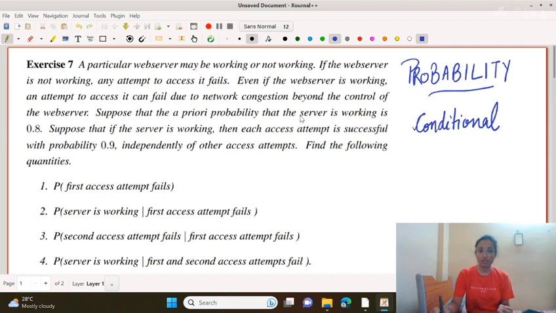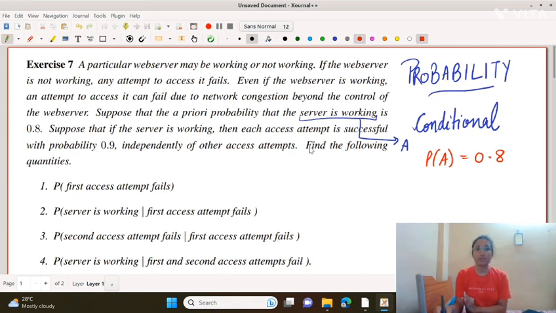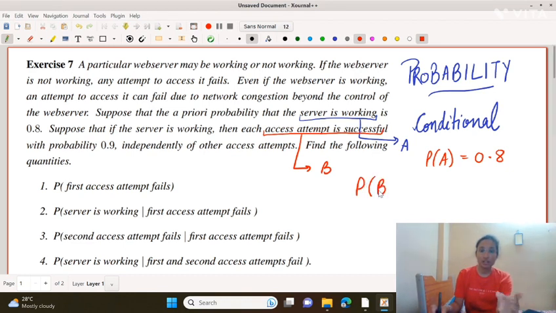Let us consider the event A as server is working, and we have been given that probability of A is 0.8. Now suppose that if the server is working, then each access attempt is successful with probability 0.9. Take access attempt successful as event B. But we have been given this with the condition that the server is working. So basically what we have been given as 0.9 is probability of B given A. Okay?